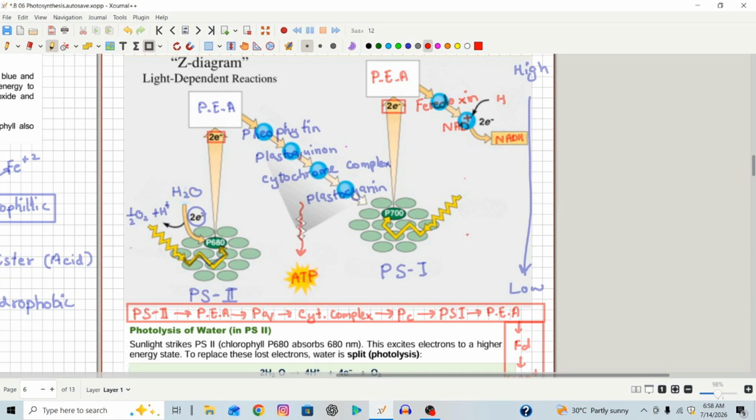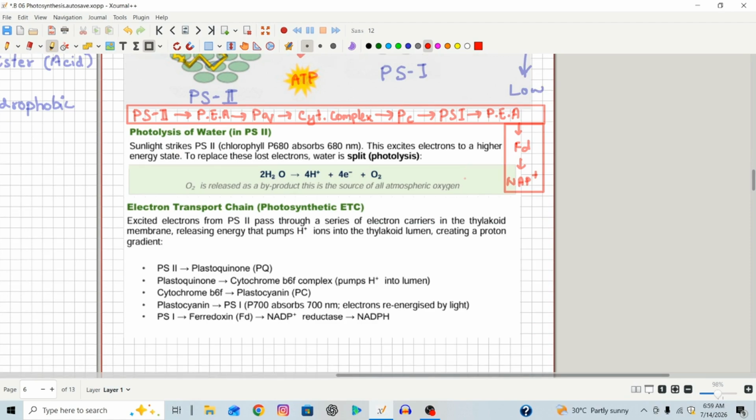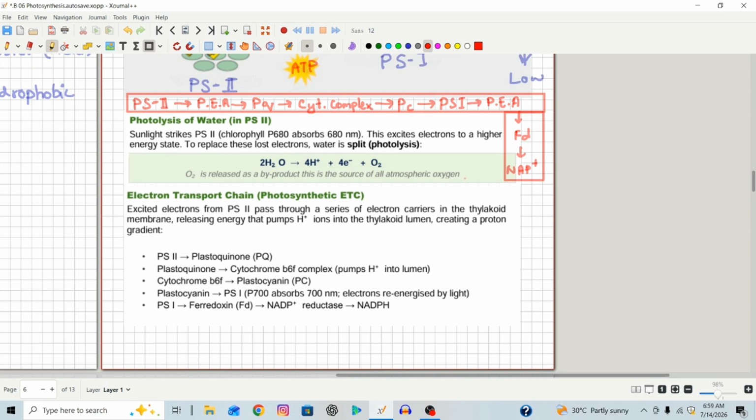And what is actually happening at every single step? Most of the students get these MCQs wrong, so you have to be really careful about what I'm going to talk about. First of all, as you can see, the electrons move from photosystem 2 to plastoquinone. So what happened here? You have to tell me first of all, photosystem 2 was oxidized, right?